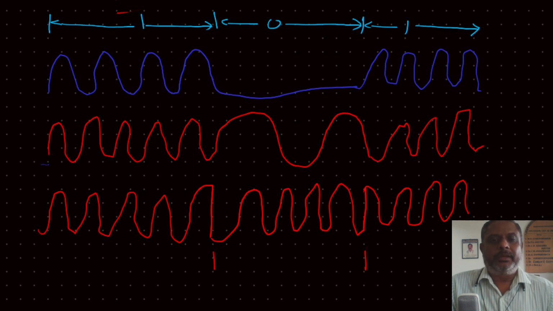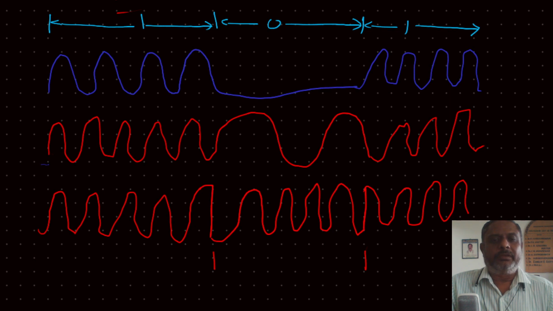But the problem is we are unable to decide whether the absence of signal is 0 being transmitted or there is a disconnection in the channel. So that's not very clear. So to make sure that this is well understood, we can use different frequencies for identifying this.